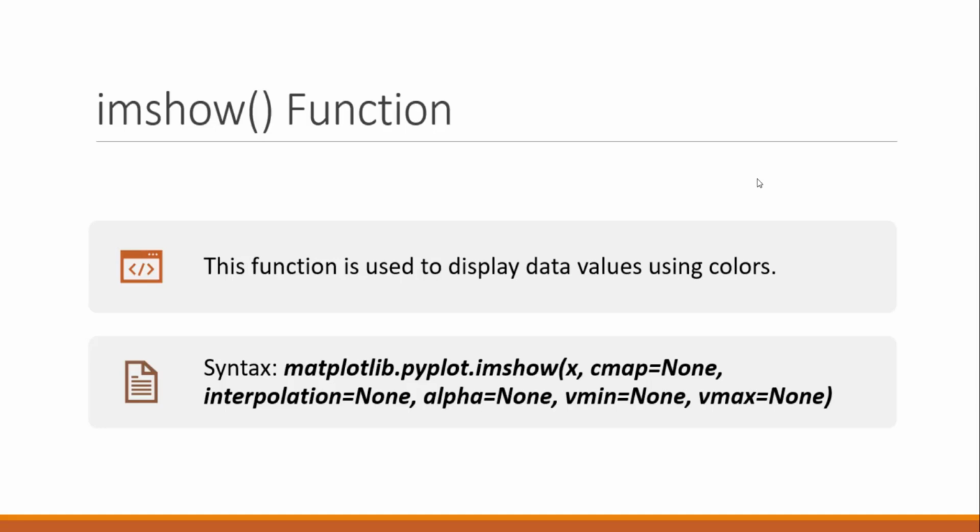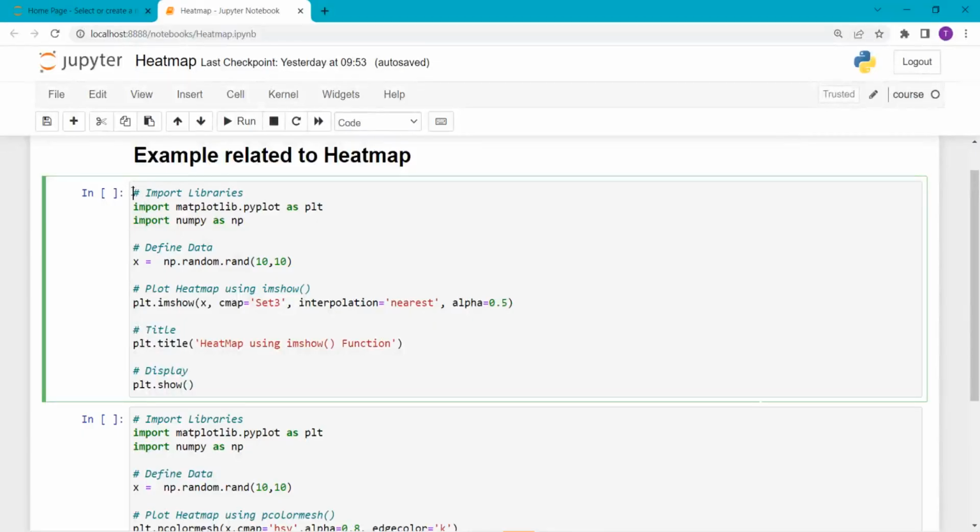So now we will see an example to understand how imshow function works. So here is the example. Firstly, I import the necessary libraries. So first I import matplotlib.pyplot as plt. Next I import numpy as np. Then I define data and for defining it I use the np.random.rand function. Then I want to plot a heat map. For this I use the imshow function.